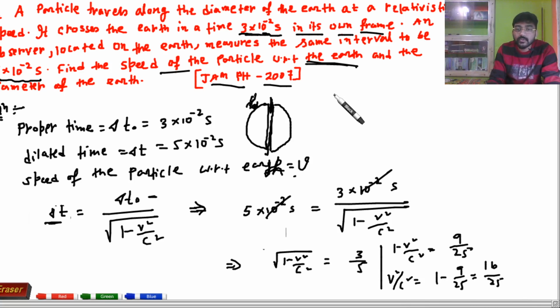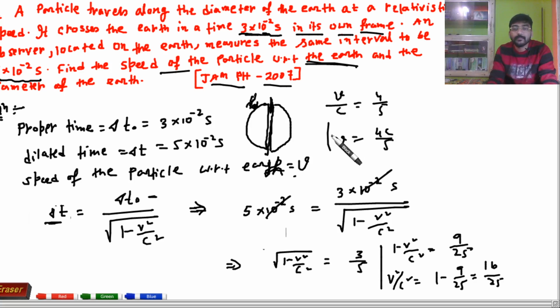So v by c will be 4 by 5, so v will be 4c by 5. This will be your answer: v is 4c by 5. This is the speed of the particle with respect to earth, which is actually the speed of frame S dash with respect to S.